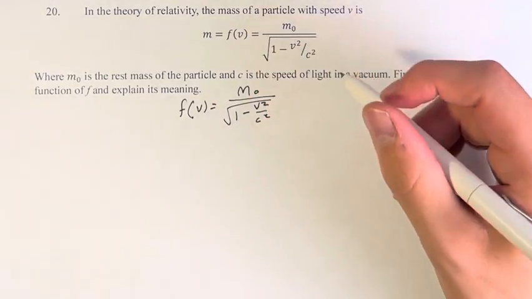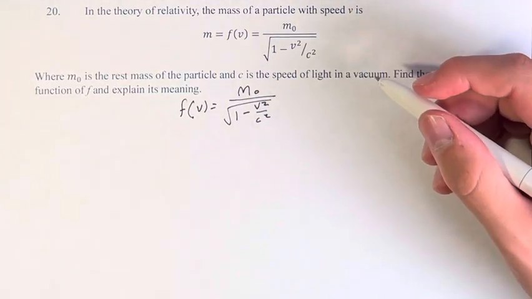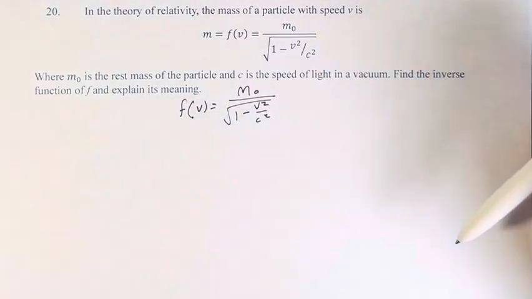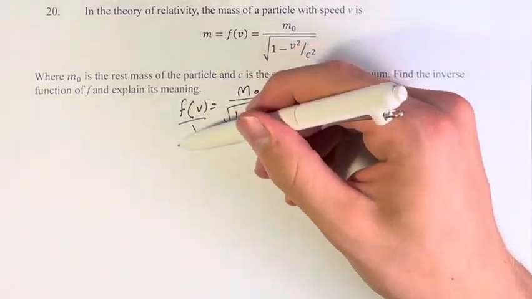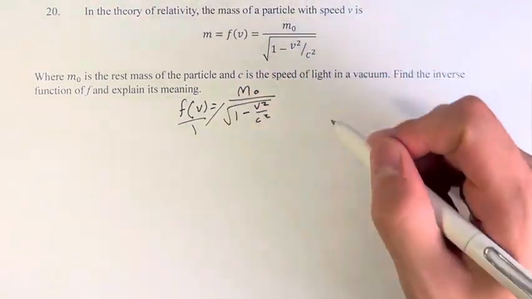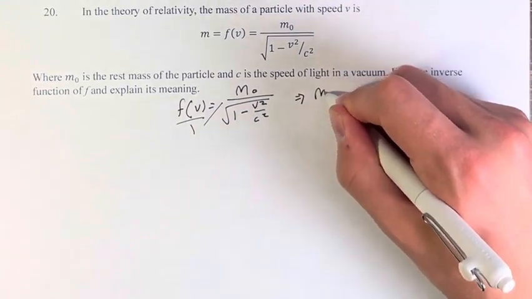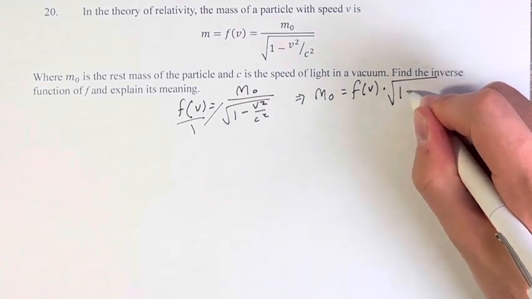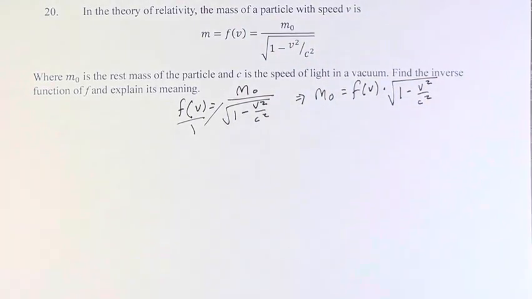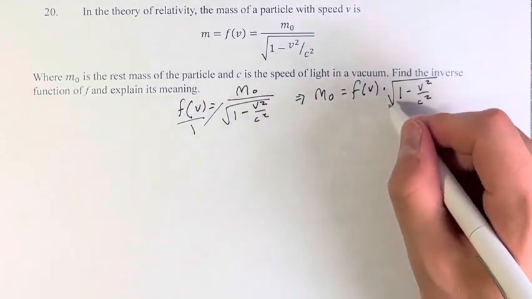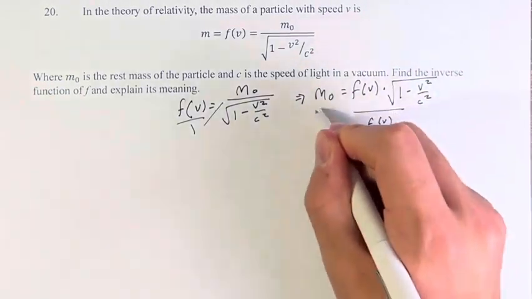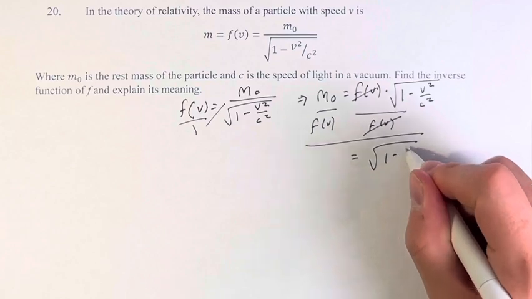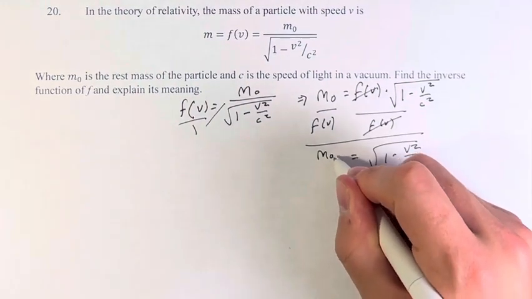So we have the square root of 1 minus v squared over c squared in this denominator. And if we make this a fraction, we can cross multiply. So we get m naught is equal to f of v times the square root of 1 minus v squared over c squared. Therefore, dividing by f of v, this square root is equal to m naught over f of v.